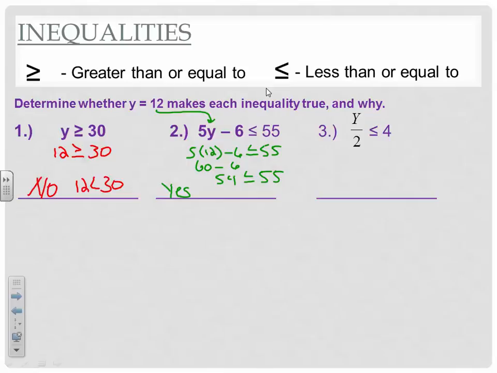We had to substitute and solve. This first one, we put the 12 in for the y. There was no solving because it was just a 12. And the second one, we had to substitute what you see in the green there. So if you would, please hit pause and try number 3.